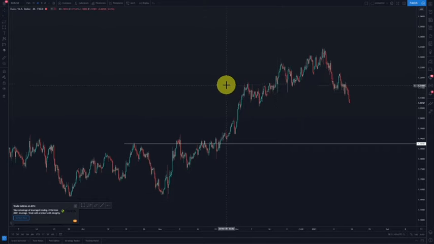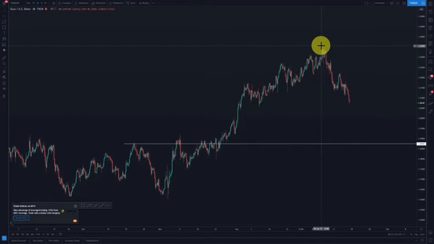Then after the passing of this level, you can see that the market came back again over this point and actually gave us an entry. Then we had an entry. After this entry, we expected the market to pass this level. Then the market went up and passed this level, which was a break of structure. Then the market came back again and gave us an entry. Then we expected this level to be broken, and the market broke this level to the upside.